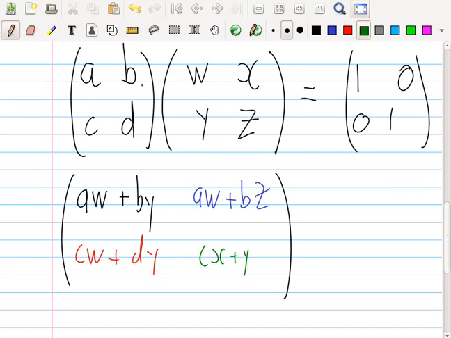AX, sorry, I wrote W plus BZ, so that should have been X. Okay, and then this last one here, CX plus DZ. That should equal 1 here. I should get 0 there, 0 there, and a 1 there.